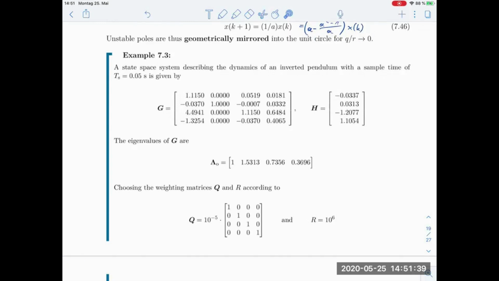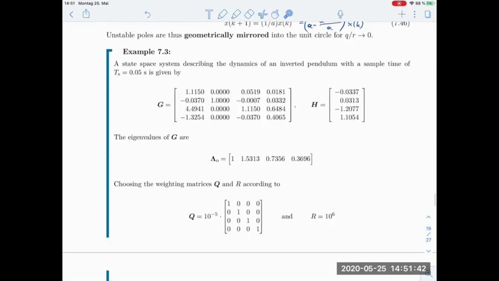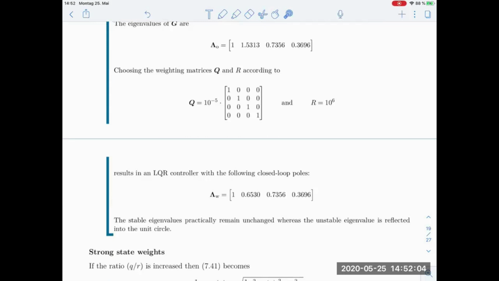So here we have a small example. We get a 4-state system here with a single input. We have various eigenvalues, an eigenvalue at 1, which is an integrator pole. We have an eigenvalue outside the unit circle, and we have 2 eigenvalues inside. Now, if we choose R very large and Q very small, then what happens after solving the controller and looking at the closed loop poles is, so that's this case. We have extremely small weight on the states and very high weights on the inputs. Still, we will significantly change the poles.